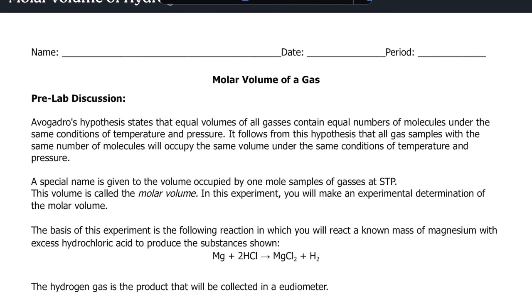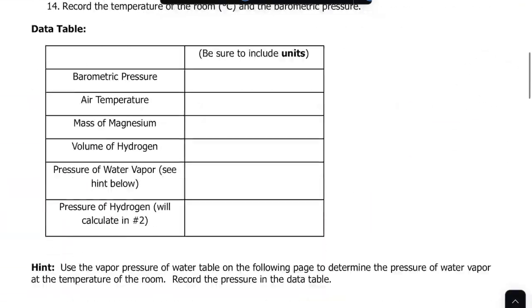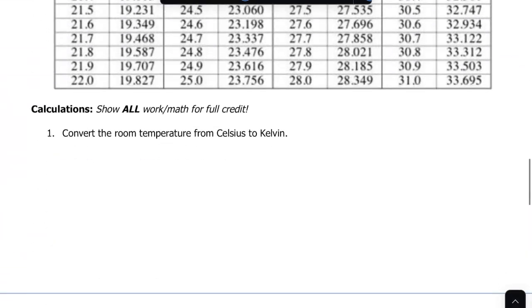I am here to help you with any questions you might have while you're completing the calculations for the molar volume of a gas lab. So let's turn to our calculation section.